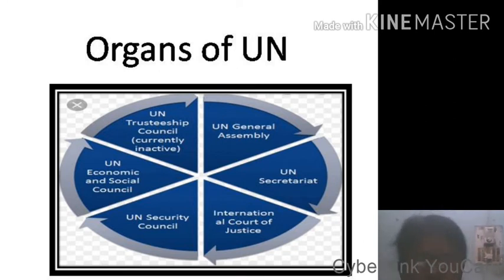Nations. As we have studied about the United Nations in the previous video, the main organs of the United Nations are the UN General Assembly, the UN Security Council, the UN Economic and Social Council, the UN Secretariat, the UN International Court of Justice, and the Trusteeship Council. All these organs were set up in 1945 when the UN was founded.